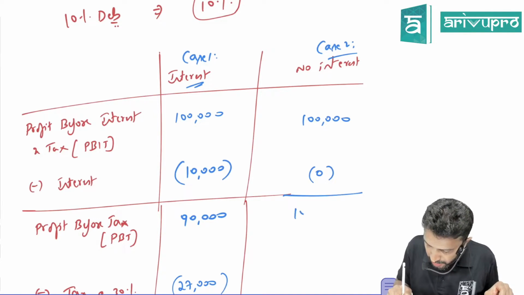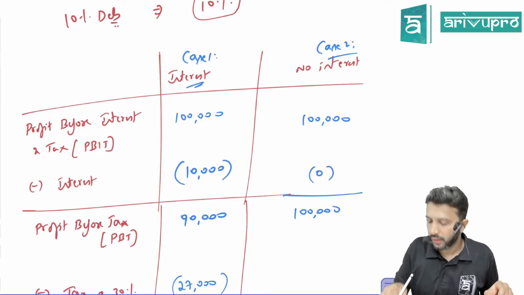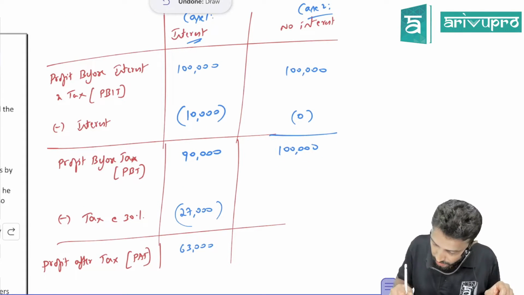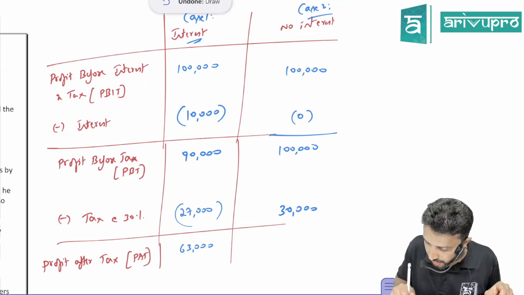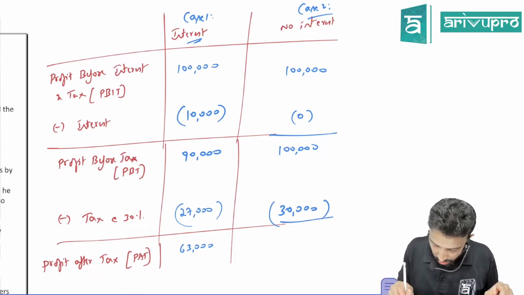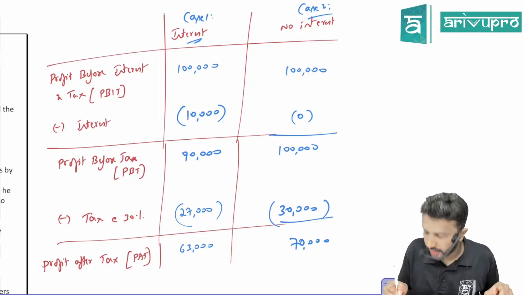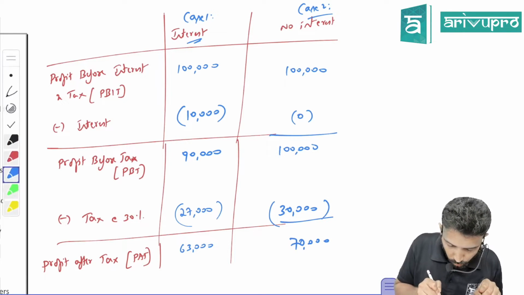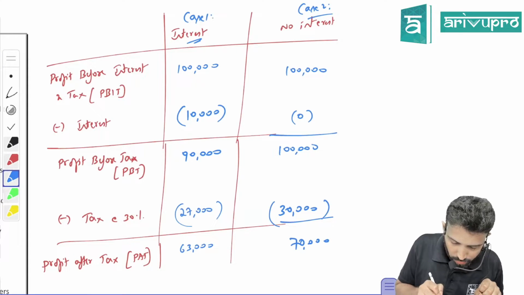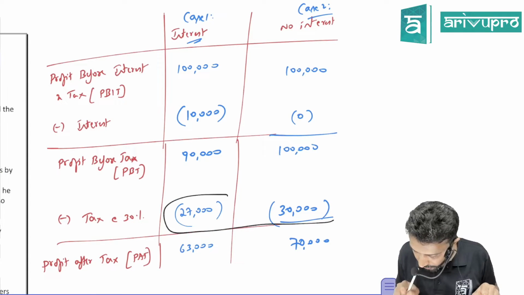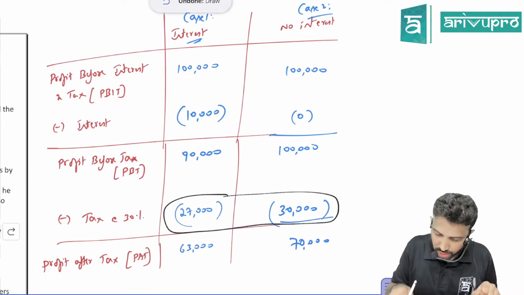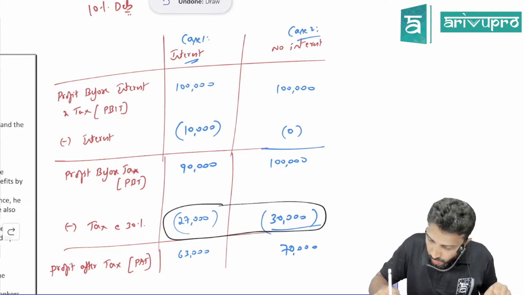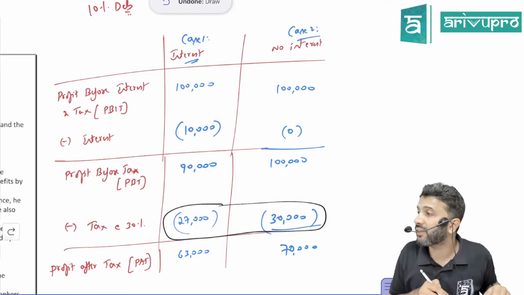So how much is PBT? 1 lakh. How much is the tax now? 30% of 1 lakh, which will be 30,000. So how much is your profit after tax? 70,000. Now I want you to focus on this number. 27,000 is the scenario when the company has some interest. The second is the case where the company does not have any interest.